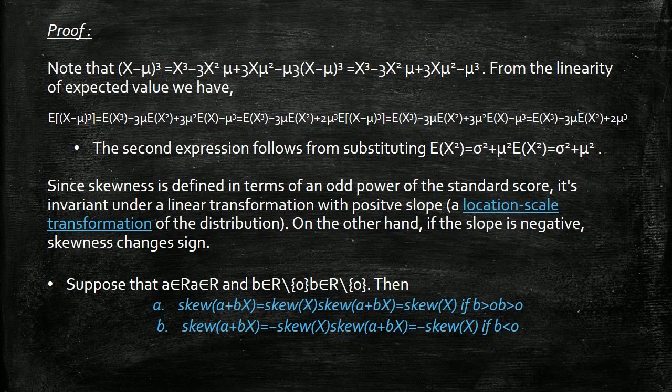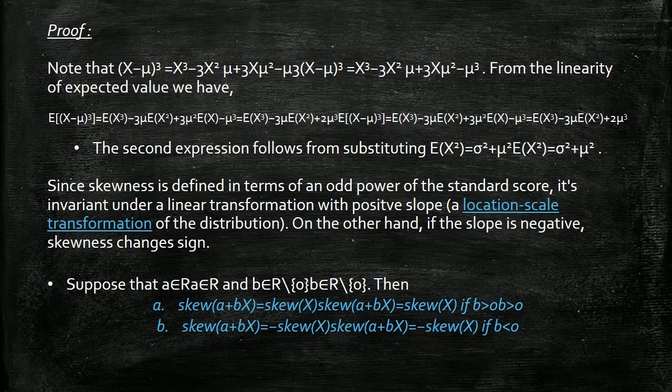Since skewness is defined in terms of an odd power of the standard score, it's invariant under a linear transformation with positive slope, a location-scale transformation of the distribution. On the other hand, if the slope is negative, skewness changes sign.